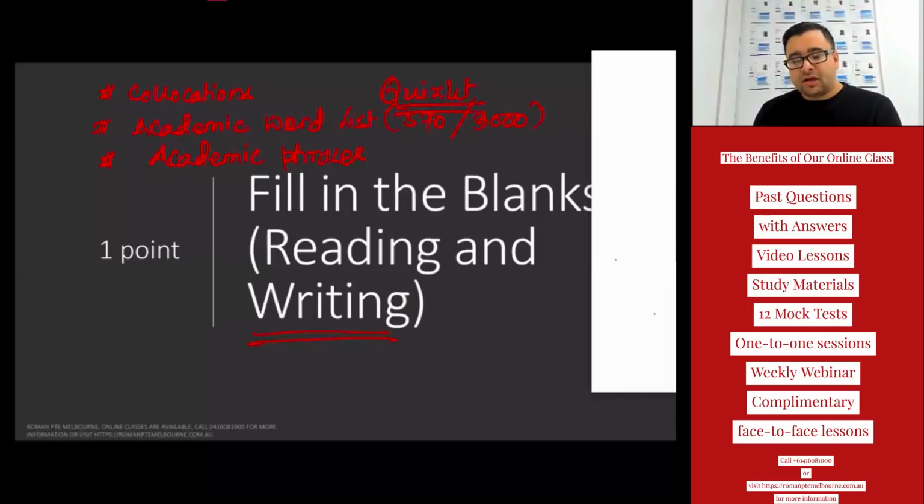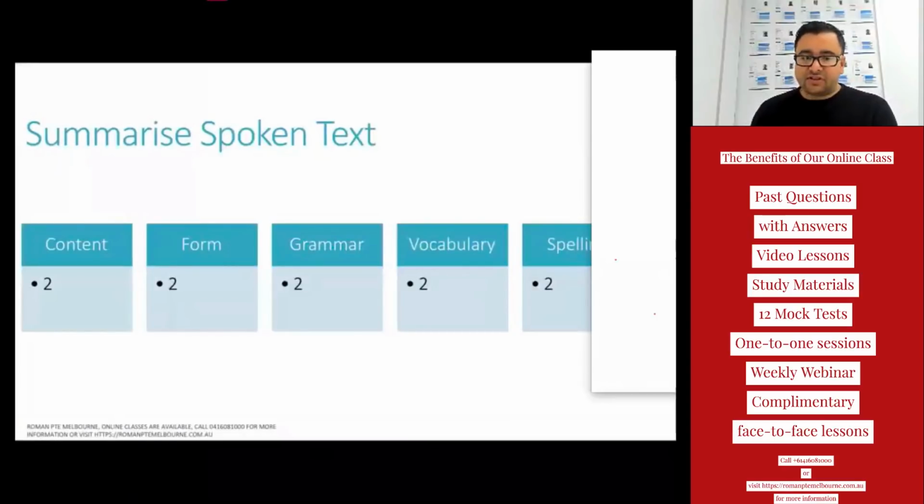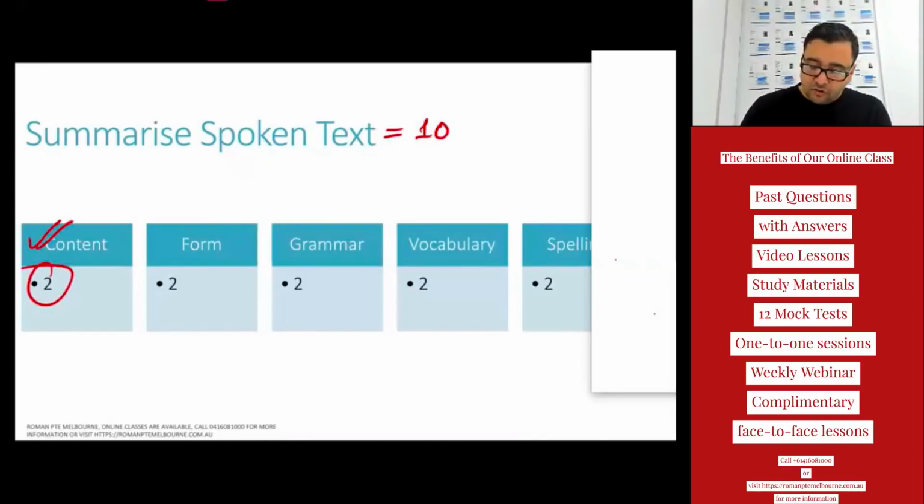So in reading, we get 5 different types of questions, and this is how we are scored. I will tell you other interesting things about reading at the end. Then comes listening. The first question type in listening is summarize the spoken text. And again, there are 5 criteria. For one question, you get 10 points, which starts with content. For content, you get 2 points. For form, you get 2 points.